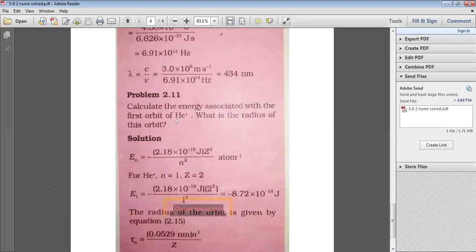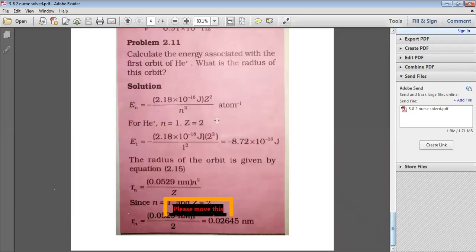You know, He plus is a hydrogen-like species. He plus has only one electron, and we need to also calculate the radius of this orbit. We know that En is equal to minus 2.18 into 10 to the power minus 18 Z square upon n square. Helium has atomic number 2, so Z would be 2, and n is equal to 1 because only one electron is present, so it is present in the first energy level. So for helium, n is equal to 1 and Z is equal to 2.